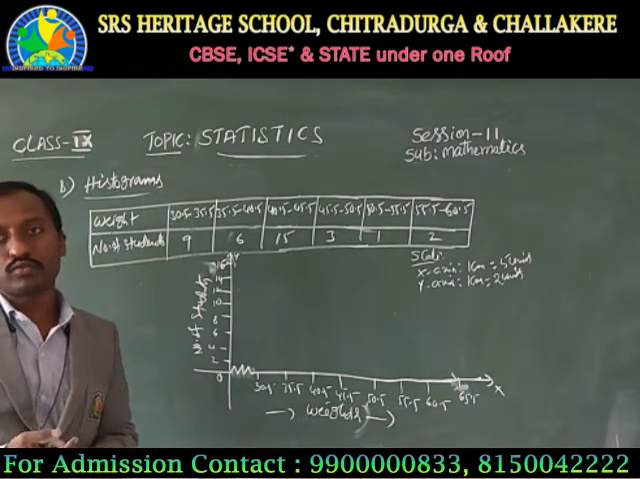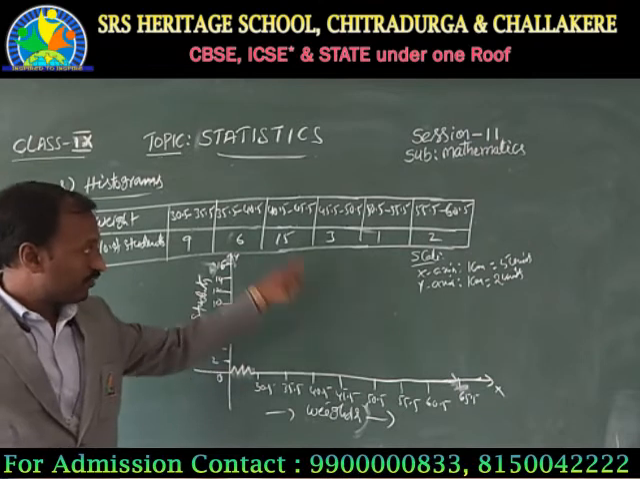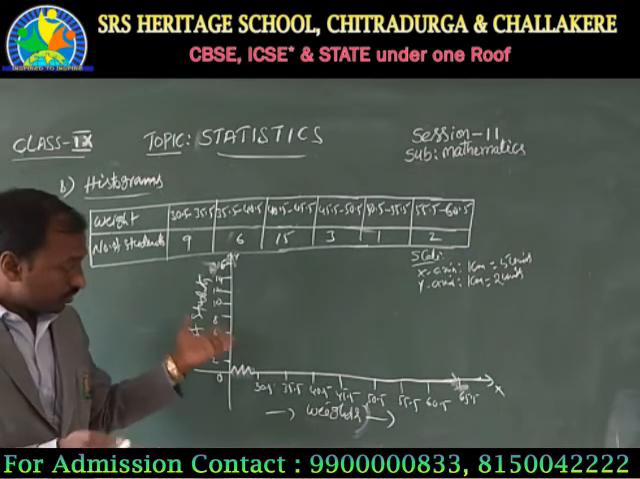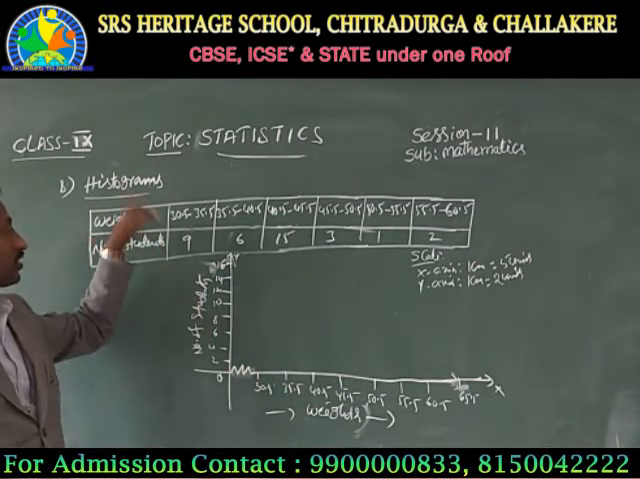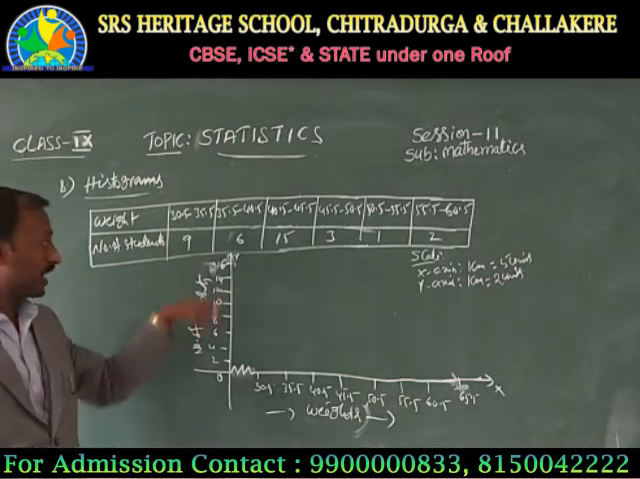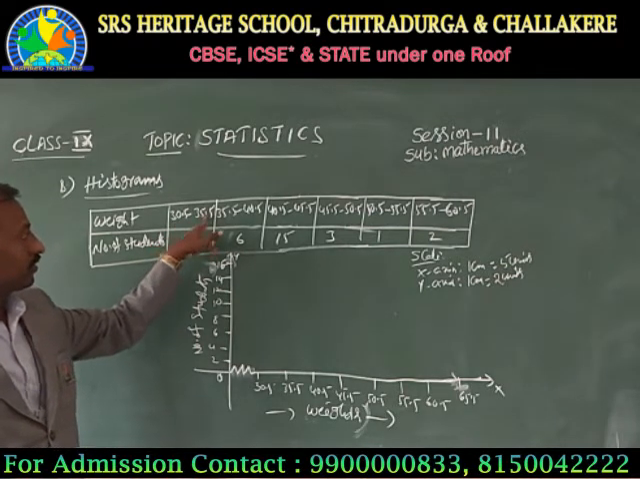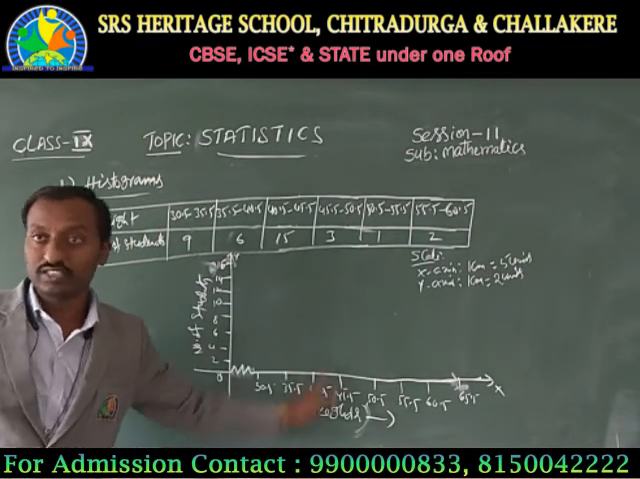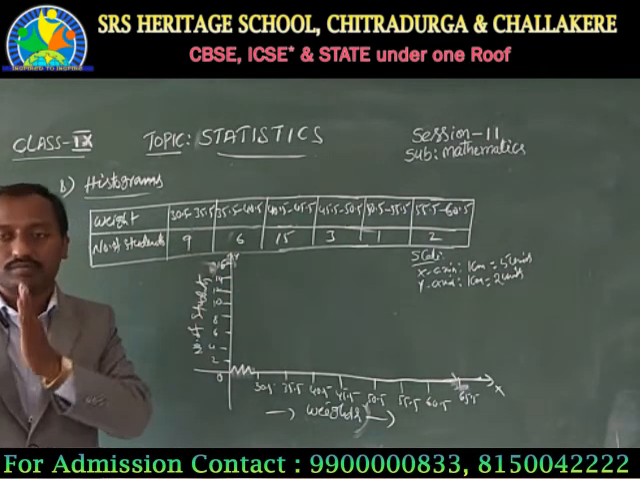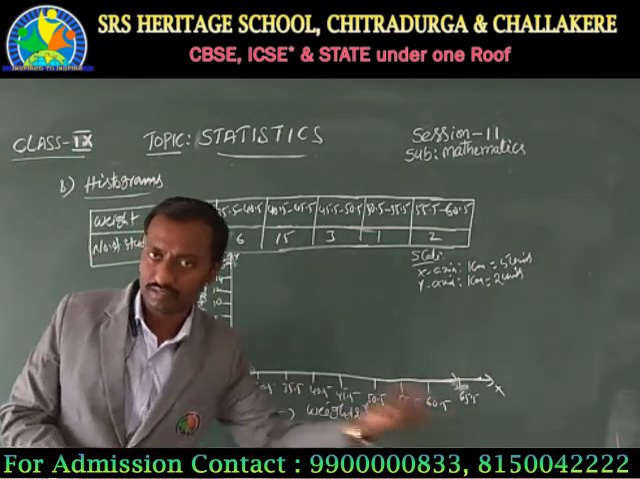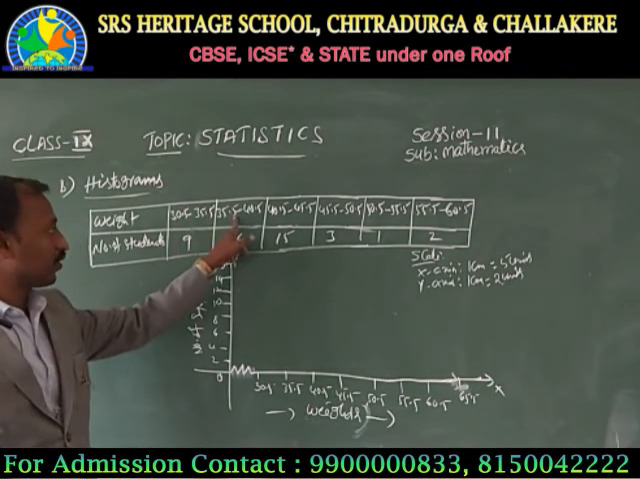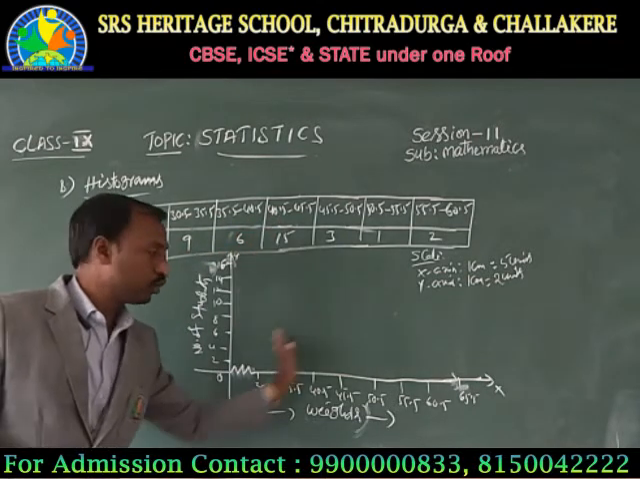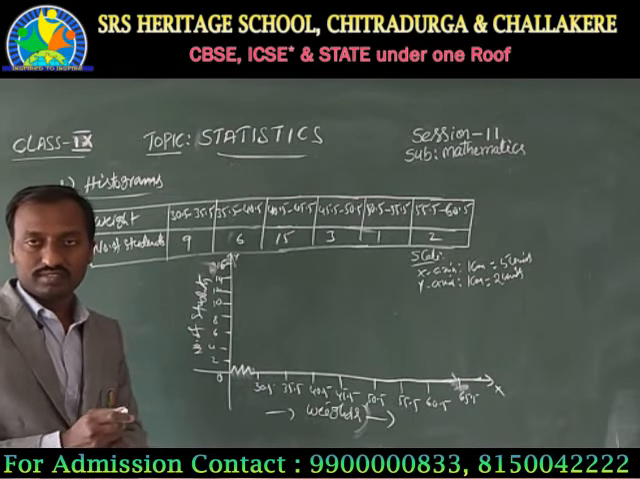Now we represent the number of students in the graph using bars. The difference between a bar graph and a histogram is the continuous classes. See here, 30.5 it starts. In the bar graph, I gave some width, leaving a 1 centimeter gap. But here it is continuous class intervals: 30.5 to 35.5, again 40.5, again 45.5. So the bars will be together, continuous graphs.